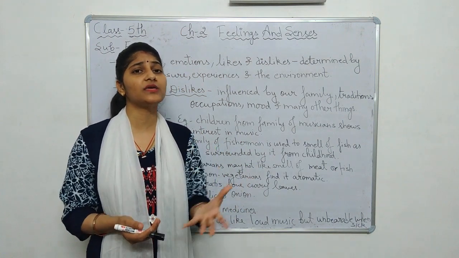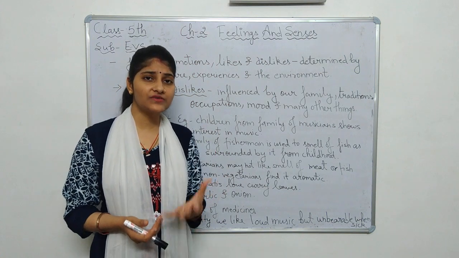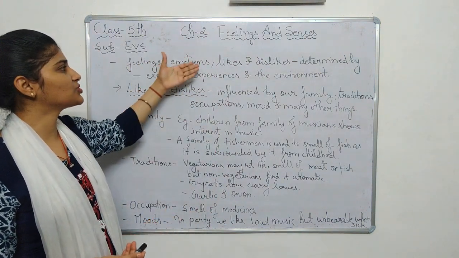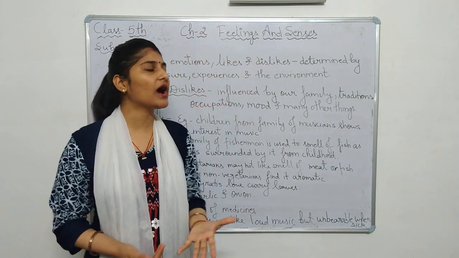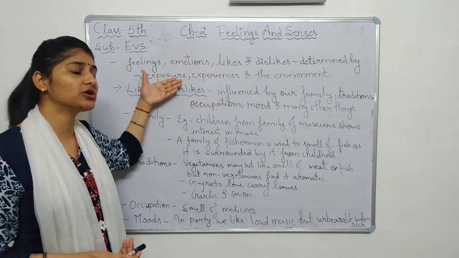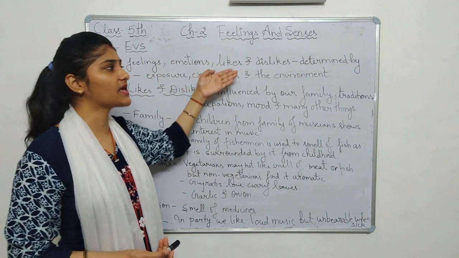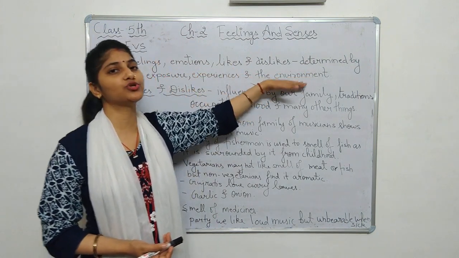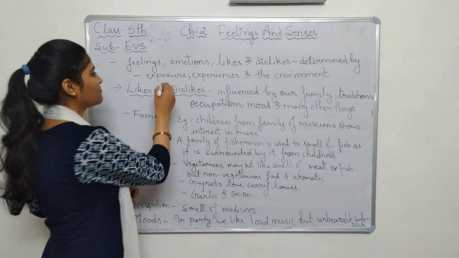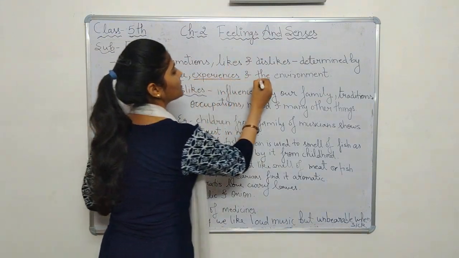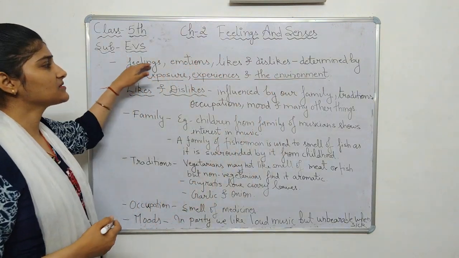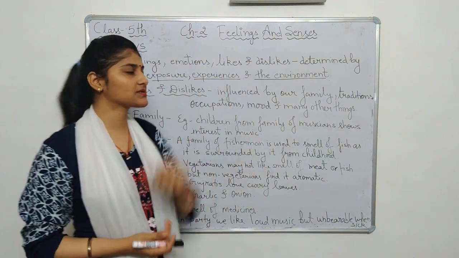So what are the things that determine these factors? These things, feelings, emotions, likes and dislikes, are all determined by our exposure, by our experiences and the environment we are exposed to. So these are the main three factors that determine our feelings, emotions, likes and dislikes.